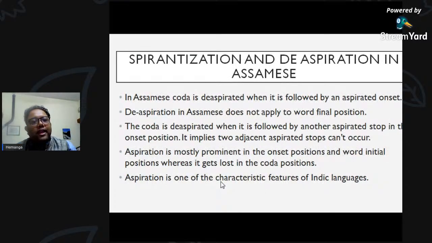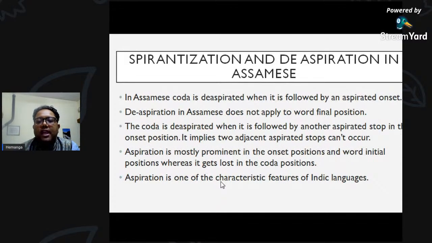The coda is de-aspirated when it's followed by another aspirated stop in the onset position. It implies two adjacent aspirated stops can't occur. So this is a concept called OCP, the obligatory contour principle. Two segments having the similar feature cannot occur in adjacent position. Aspiration is mostly prominent in onset positions and word initial positions, whereas it gets lost in the coda position. Aspiration is one of the characteristic features of the languages.